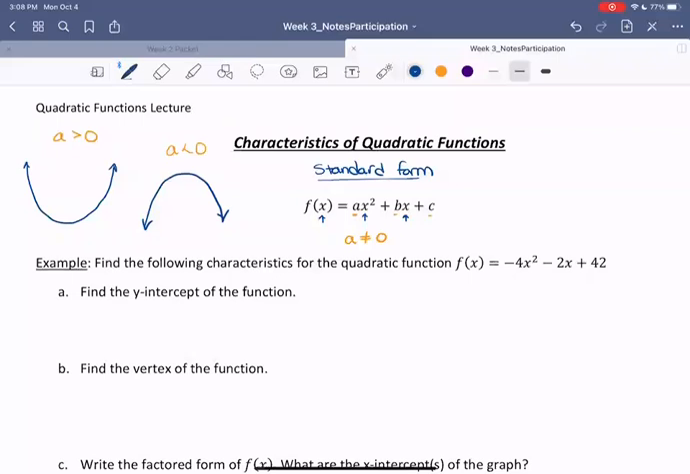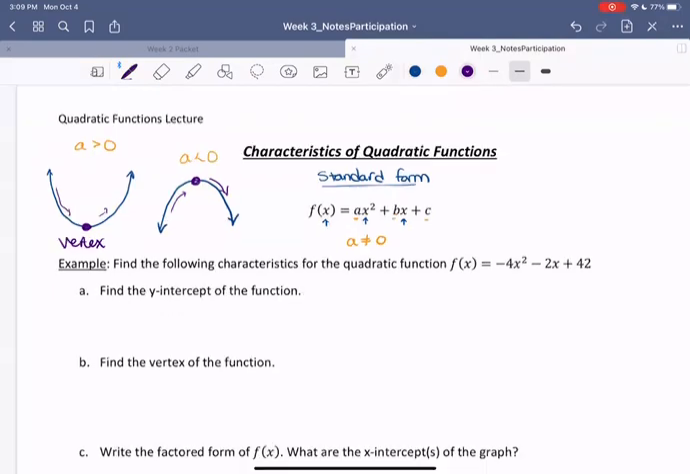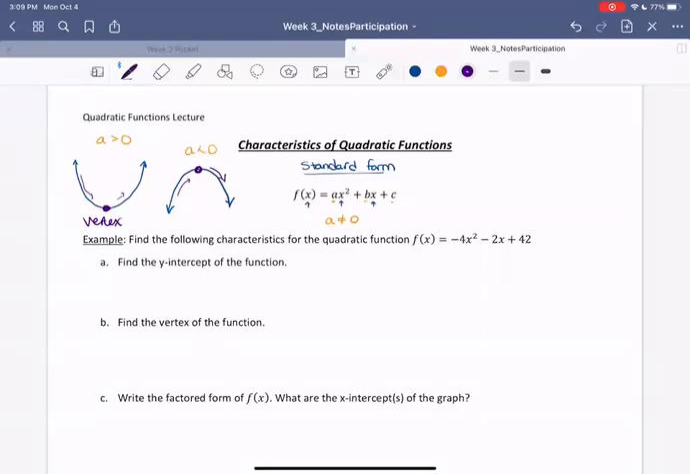Now, a few other characteristics of quadratic functions and their graphs is that they all have a vertex. A vertex is this point where the graph changes from decreasing to increasing or increasing to decreasing. So it's either this peak or this valley in our graph, depending on the shape of the graph. When a quadratic function is written in this form, ax squared plus bx plus c, the vertex has a special formula that we can use to compute it.